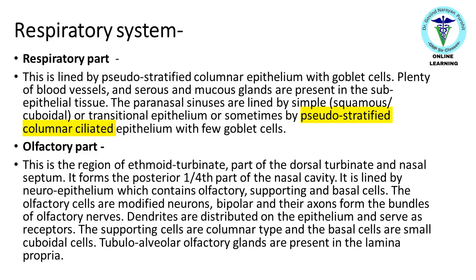This is the region of the ethmoid turbinate, part of the dorsal turbinate and nasal septum. It forms the posterior 1/4 part of the nasal cavity. It is lined by neuroepithelium which contains olfactory, supporting and basal cells.